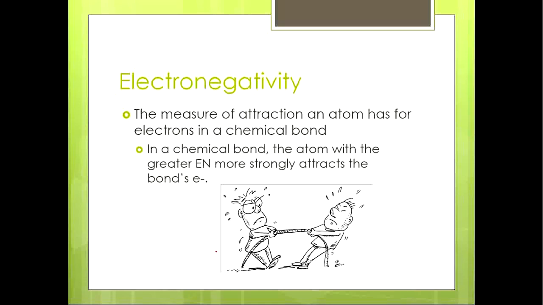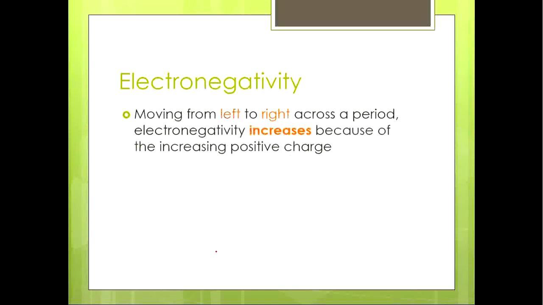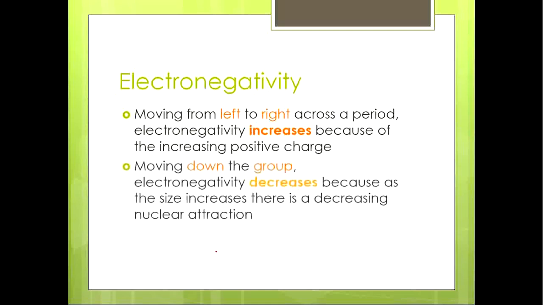Imagine two atoms that are in a bond, and in a bond, they're pulling those electrons, they're tugging at those electrons, and so whichever one has the higher electronegativity value is technically the stronger one that holds on to the electrons. So moving left to right across a period, electronegativity increases because, again, of the same reason, the increasing positive charge. Moving down the group, electronegativity decreases because of the increasing size, and so there's less attraction from the nucleus to the valence electrons.